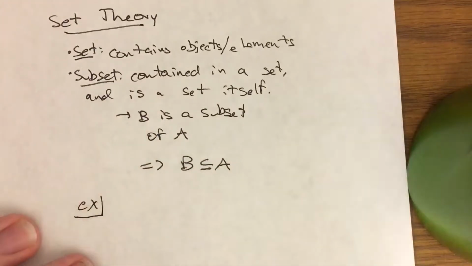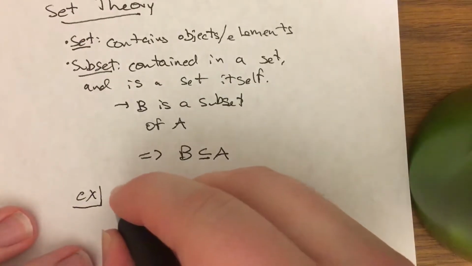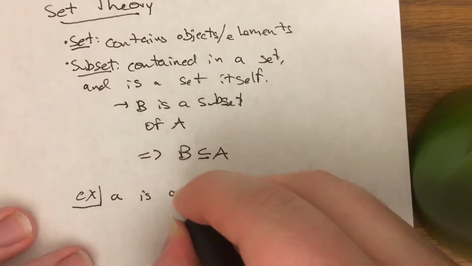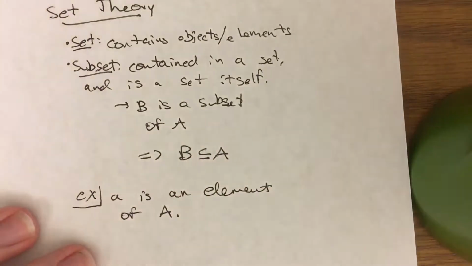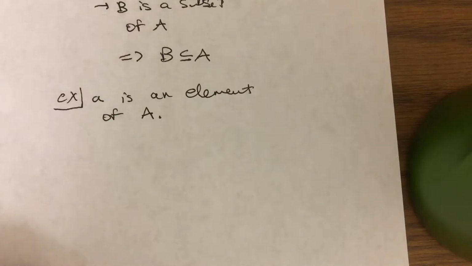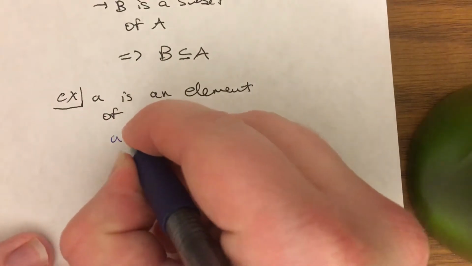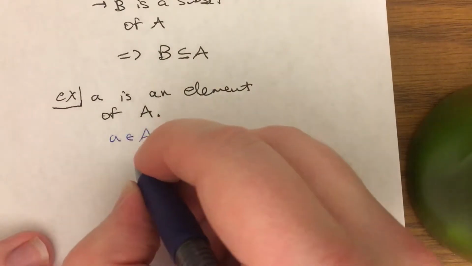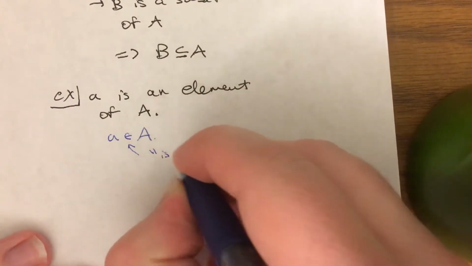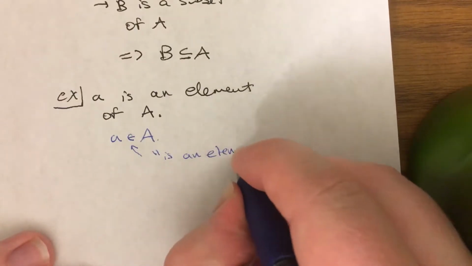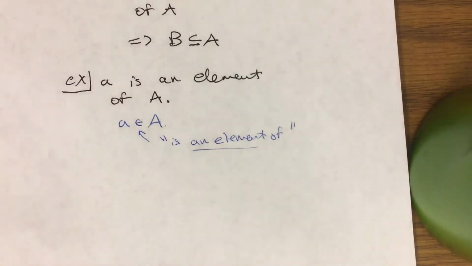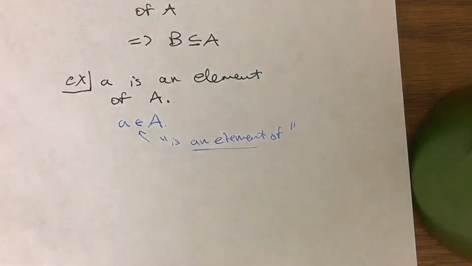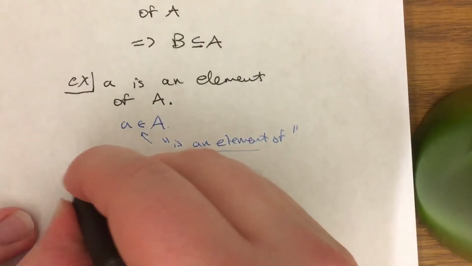All right, let's do an example. A is an element of A. How would we write this? It's denoted by this symbol, which literally means is an element of. That's what that one means. So let's see some examples of sets. So let's go to example 2.